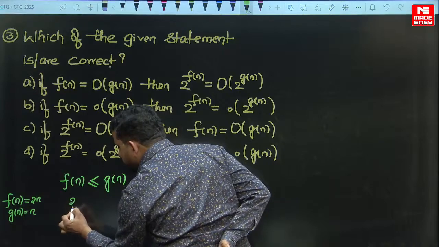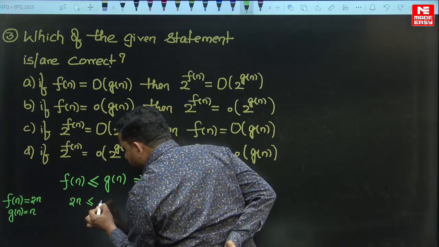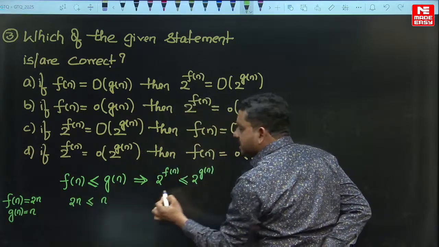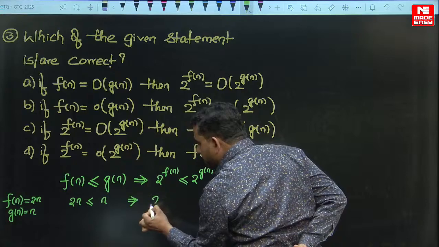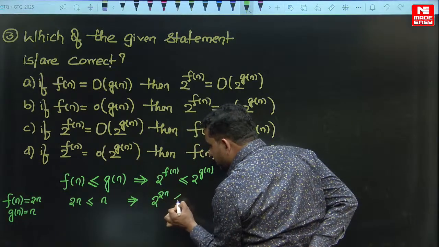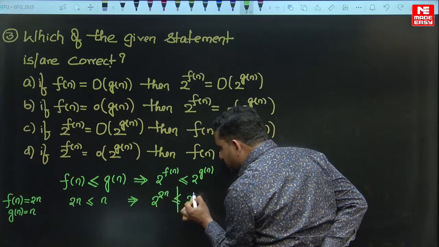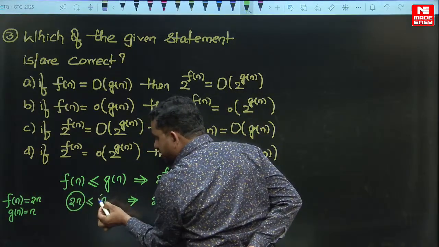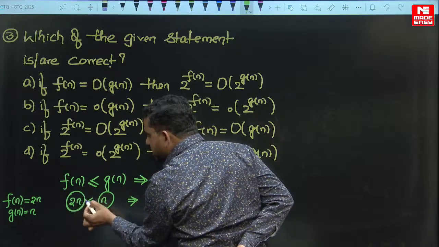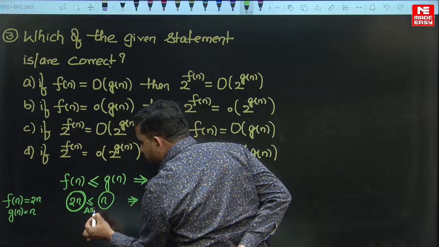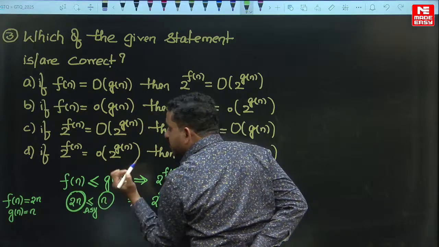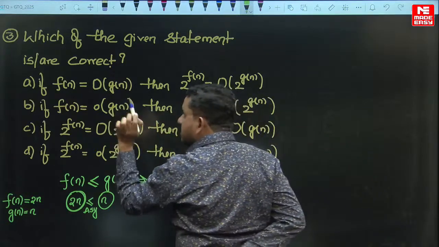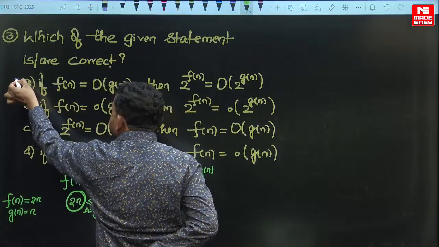So that means 2n asymptotically smaller or equal to n is true. Constant multiplication is neglected, but that constant in the power side is not neglected. So if you go for 2 power 2n, it is not asymptotically less than or equal to 2 power n. So if f of n is a constant time bigger than g of n, the asymptotic comparison of f of n less than or equal to g of n is true, but 2 power 2n is not asymptotically less than or equal to 2 power n. So in such cases the first statement is false.